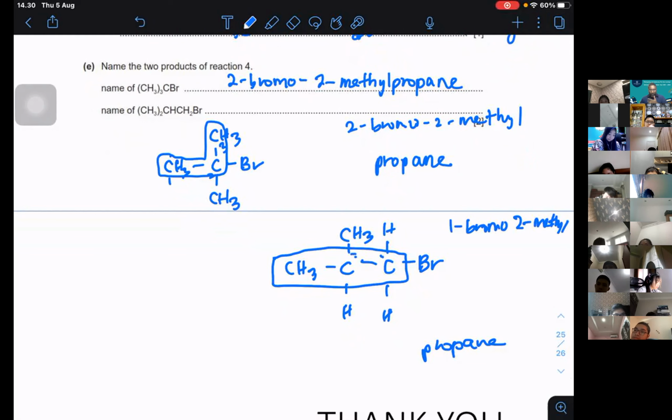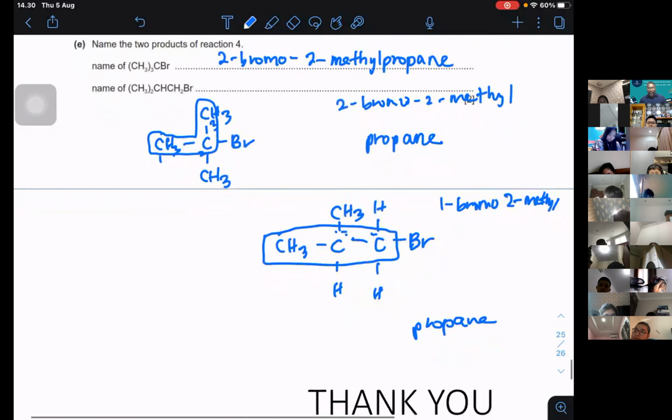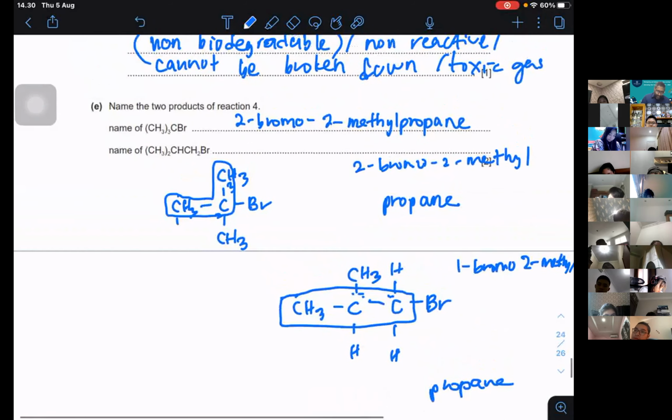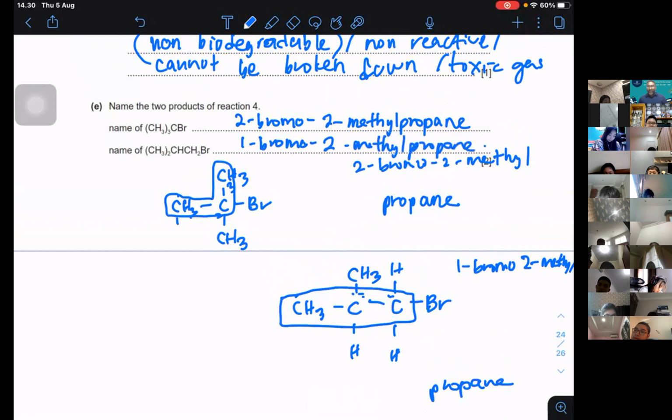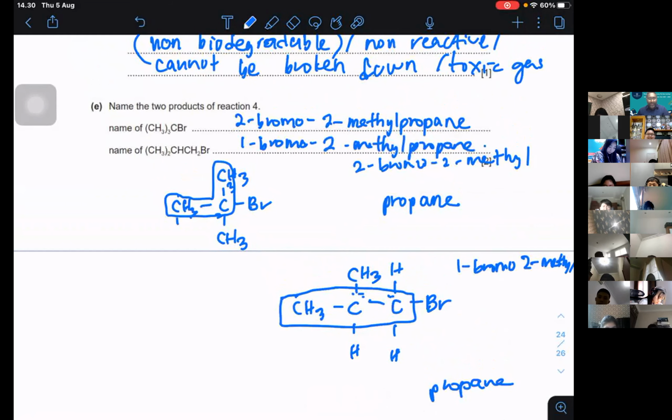So this one is going to be 3. If you follow here, 1, 2, 3, we don't want to name it 2 and 3. So the best way is to name them as 1-bromo-2-methylpropane. So, 1-bromo, 2-methylpropane.